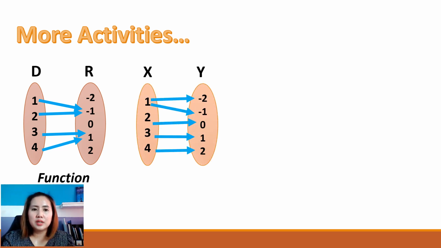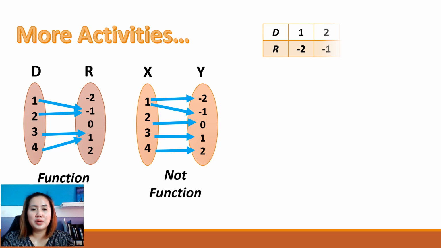What about the second diagram? You have 1 to -2, 1 to -1, 2 to 0, 3 to 1, 4 to 2. So just looking at the arrows, you can see that 1 is used twice to represent two different ordered pairs. So since 1 was repeated, then we can consider this as not function.